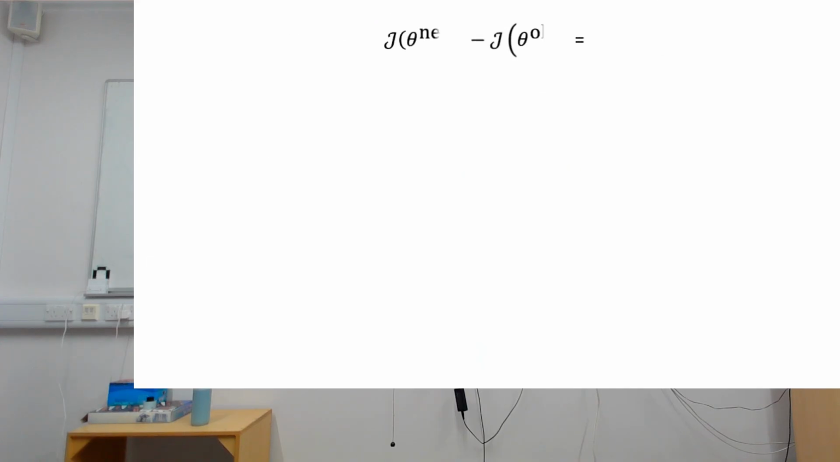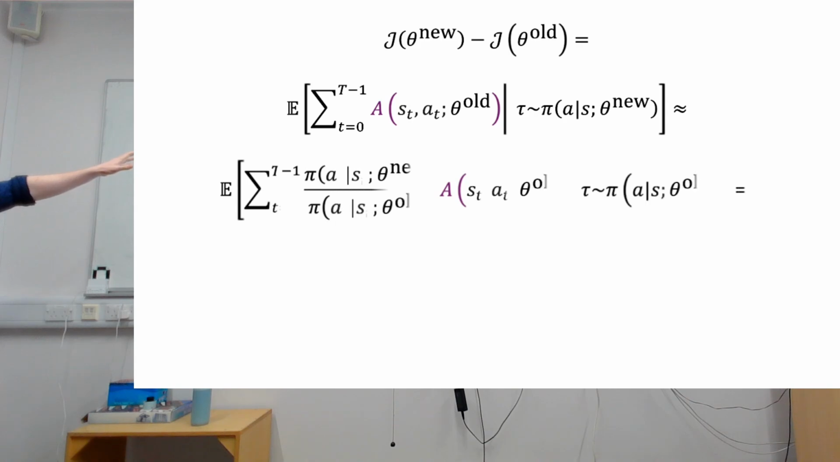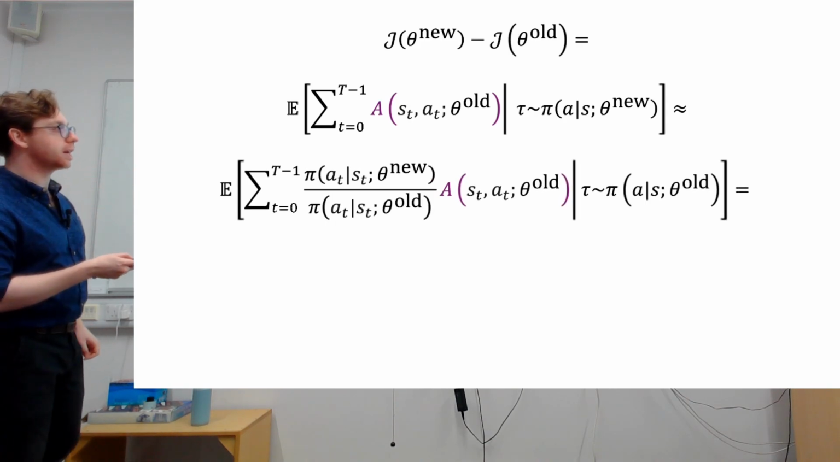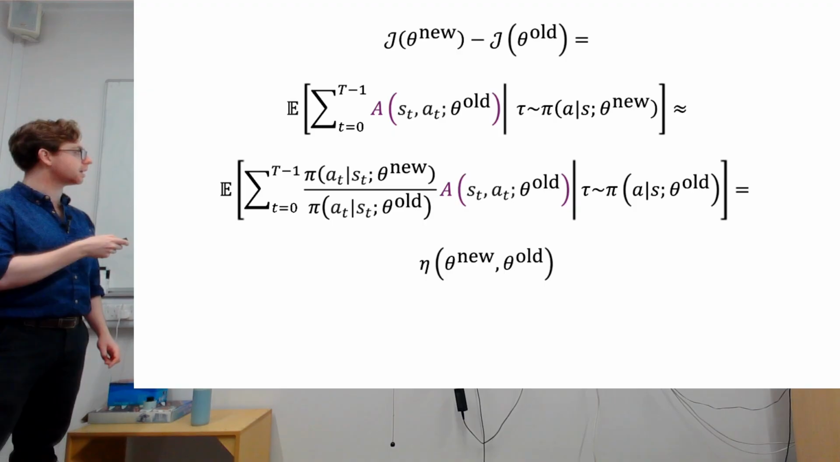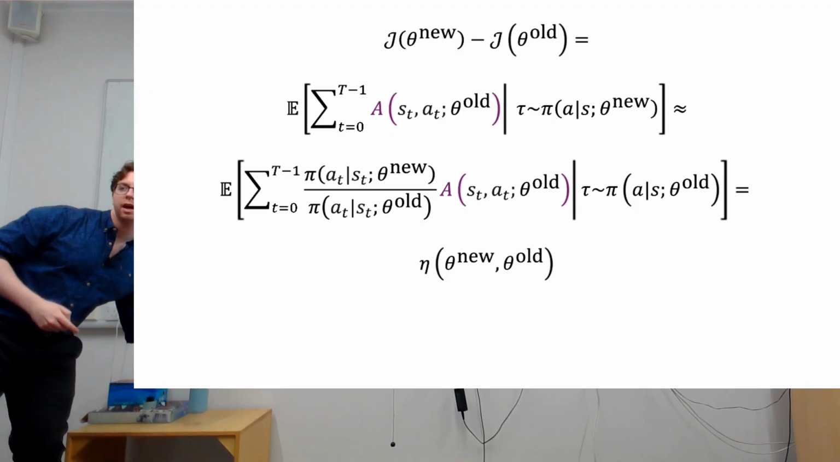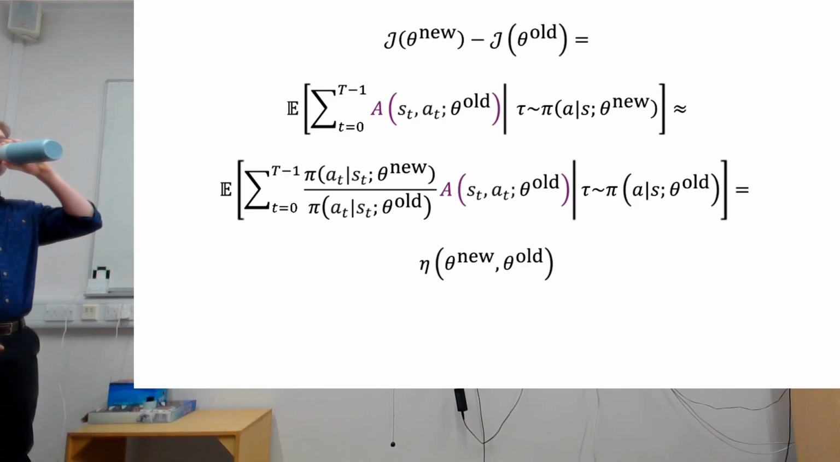And this thing that we're left with is the relative policy performance identity. We approximate that with this thing here, where now we are sampling trajectories according to theta old instead, and we have this importance sampling ratio coming in here. This thing here, we call the surrogate advantage. So this beast here is the surrogate advantage. Any questions? So it's not an approximation.